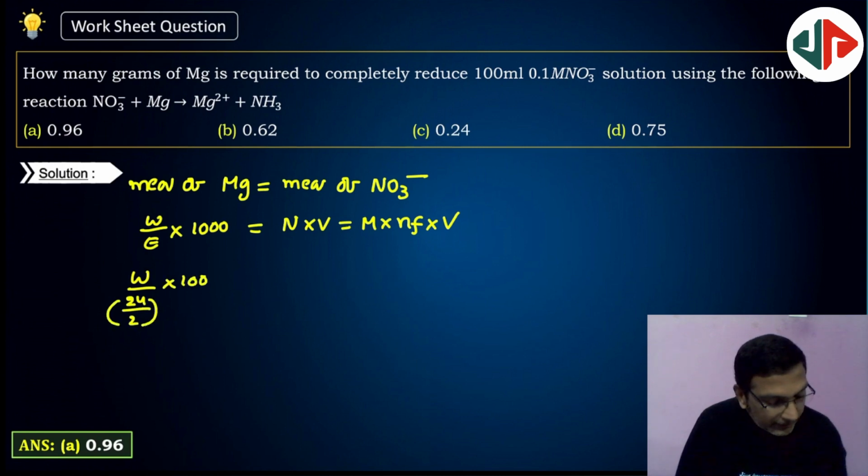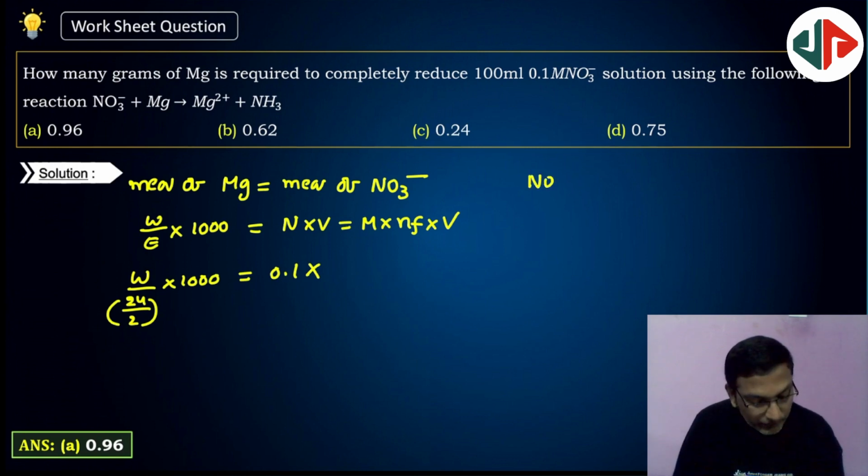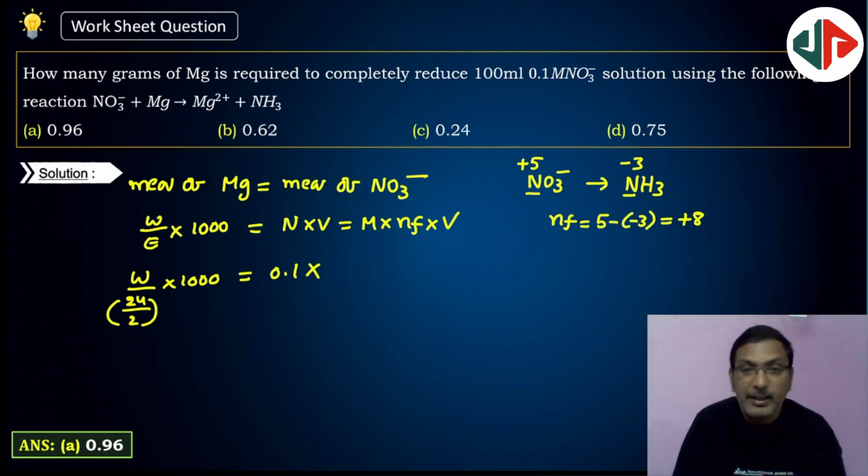into 1000 equal to molarity is given 0.1 into here N factor. So NO3 minus changes to NH3. Here N state plus 5 and here N state minus 3. So change in oxidation state, N factor 5 minus of minus 3 which is equal to plus 8 N factor. Therefore 8 into volume 100 ml.